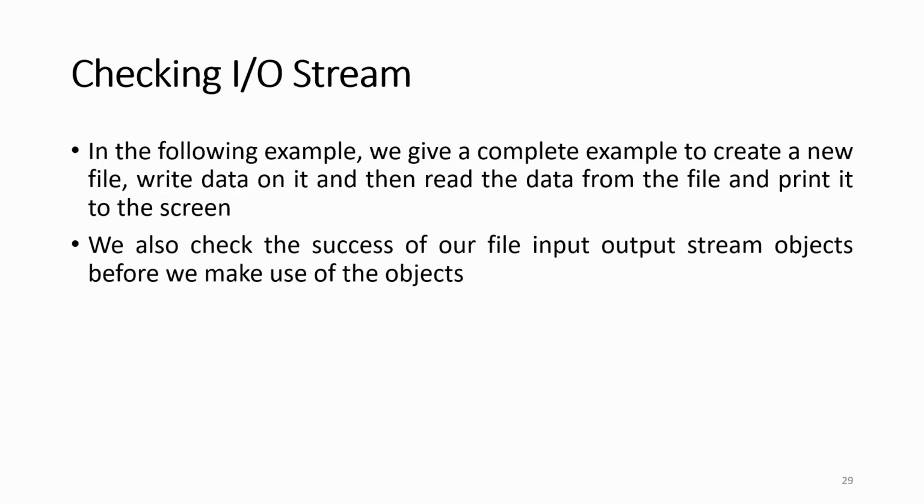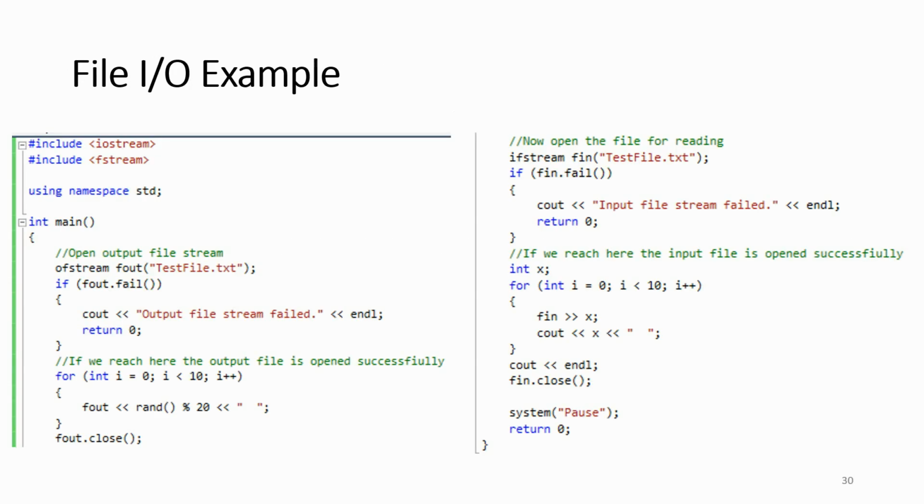In the following example, we give a complete example to create a new file, write data on it, and then read the data from the file and print it to the screen. We also check the success of our file input output stream objects before we make use of the object. So you can see here, you open a file for writing, we check if this was successful or not. We write 10 random numbers onto it. We close the file.